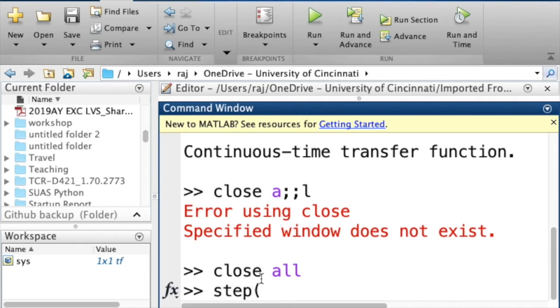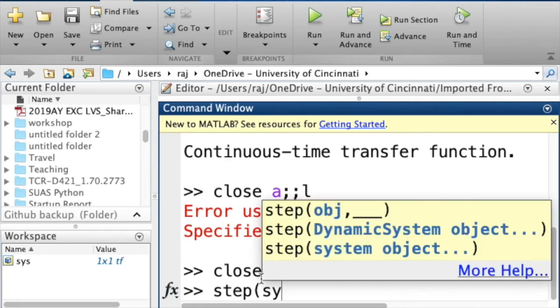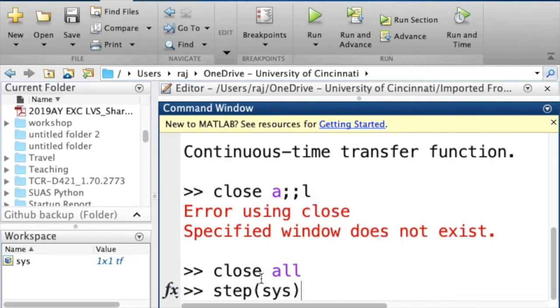We can do this in Simulink also, not a problem. I'm just showing you the command window thing. We already have a sys, which is a transfer function. It will simulate the step input of 1, unity. So it says go to 1. The output should be 1.